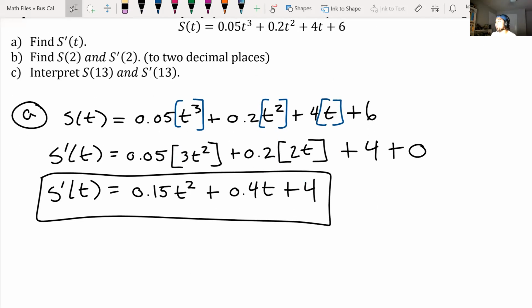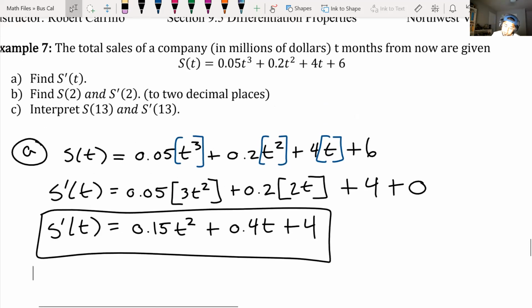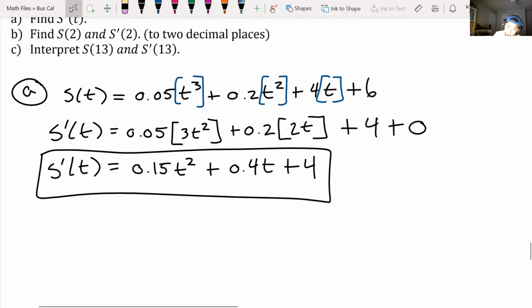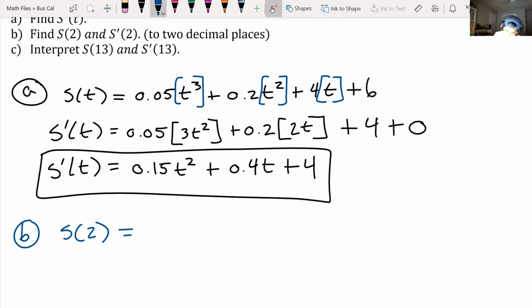Okay, so we found our derivative. Now B says find S of 2 and S prime of 2. So for B, it wants to take 2 and plug it into the original function, and then it wants to take 2 and plug it into the derivative. So calculator time. But we're just plugging in 2, right? That's it. Into the original function and into the derivative. Nothing else. So for B, it wants S of 2 and S prime of 2.